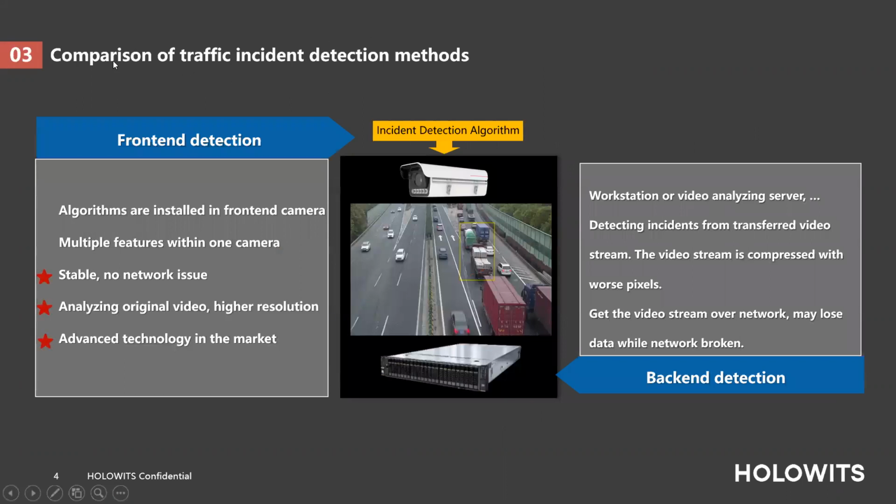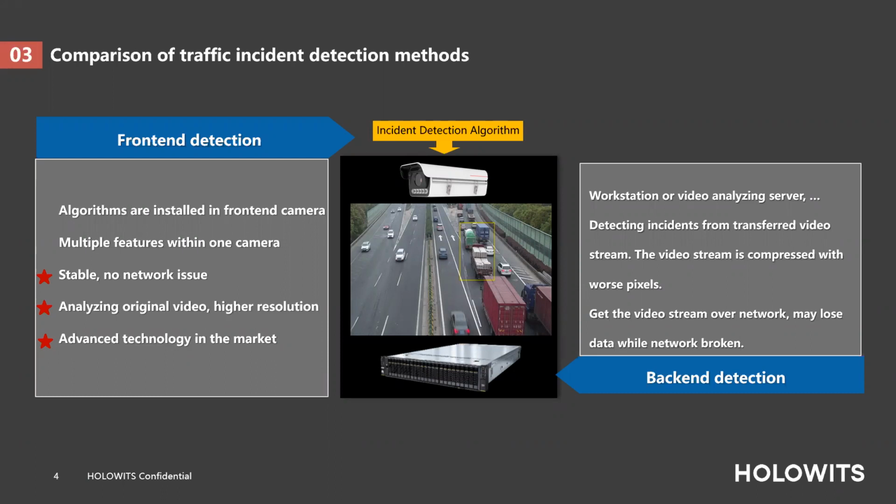This is our comparison of traffic incident detection methods. For front-end detection, which is our SDCs, we suggest models like the X2391. The algorithms are installed in the front-end cameras, with multiple features in one camera. It is very stable, has no network issues, and analyzes the original videos at higher resolutions, also with the advanced technologies in the market.